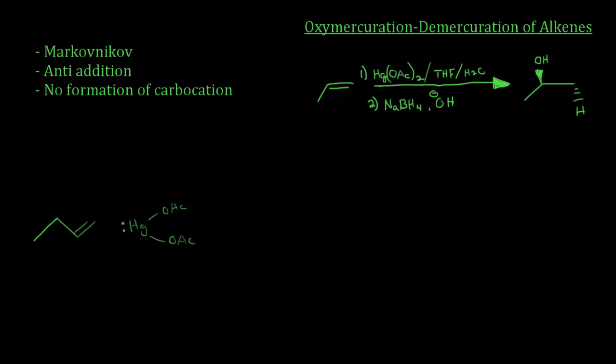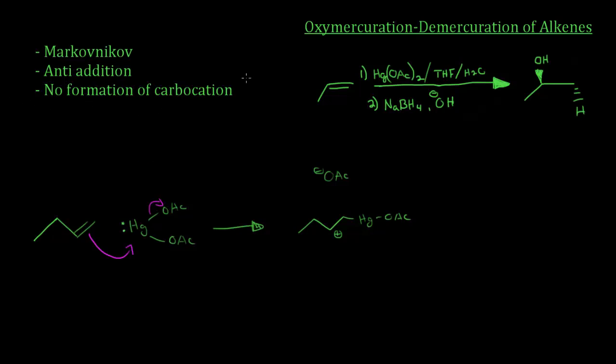So what happens first is that these electrons from this double bond actually attack the mercury, and this falls off. So we get this product, Hg-OAc. And remember, since this carbon lost some electrons, it is now positive. And don't forget the OAc negative because it got kicked out from this step over here.